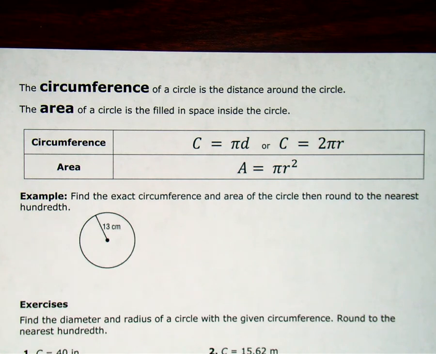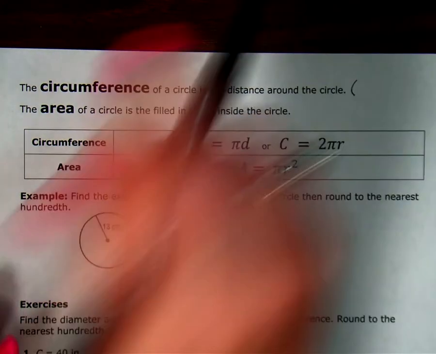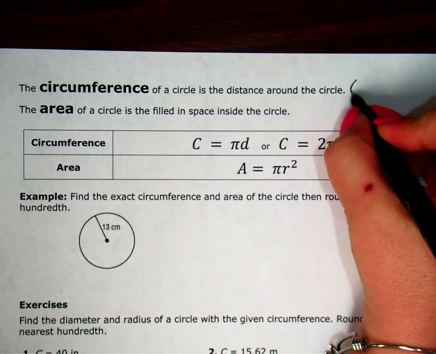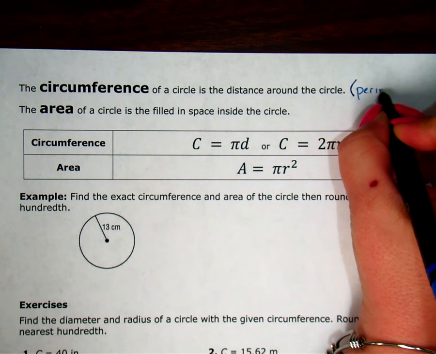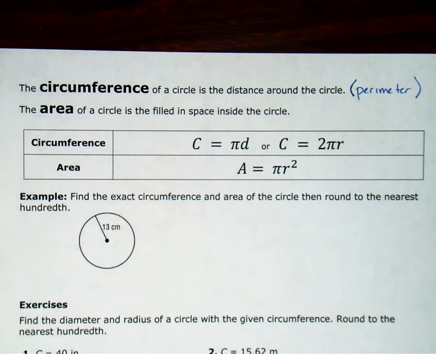We're going to finally start looking at circumference and area of circles. Your circumference is the distance around the circle. If you think about perimeter around a polygon, circumference is the same as perimeter. It's around the edge. And then your area is the filled-in space inside the circle.